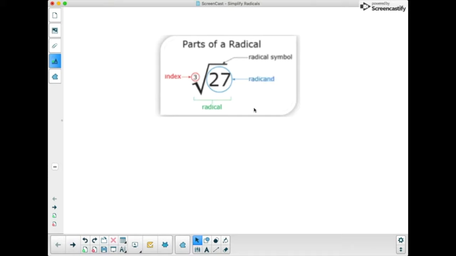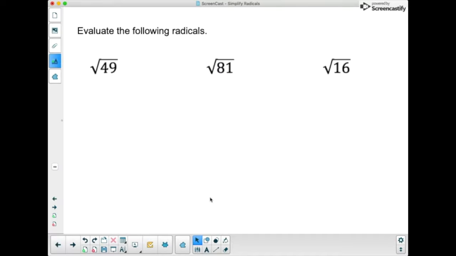Now, we're going to focus on square roots, so we're not going to have an index there because if there's no index written there, it's going to be a square root, which you're used to seeing. So first, let's just look at evaluating the following radicals. These are quick and easy because they are perfect squares. So we know the square root of 49 is 7, square root of 81 is 9, and the square root of 16 is 4. Straightforward, easy to evaluate.